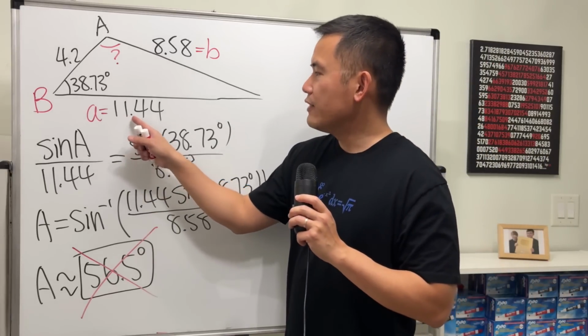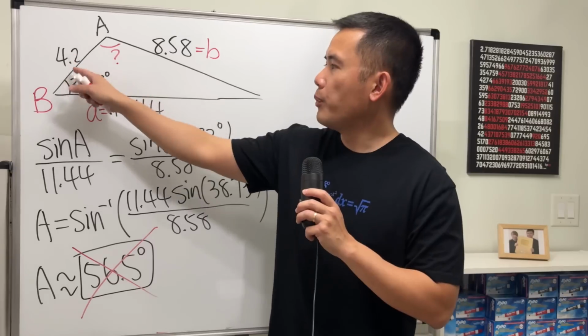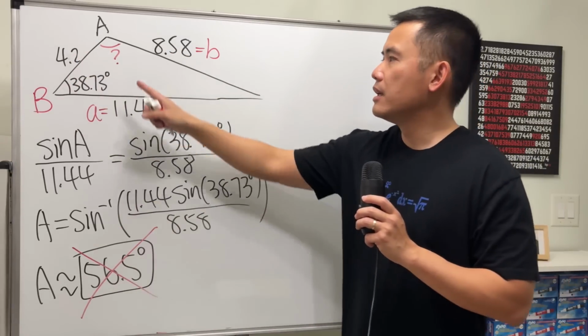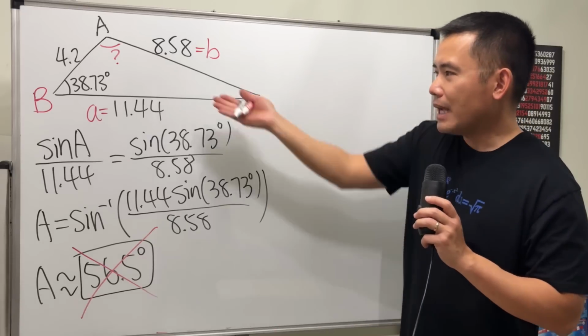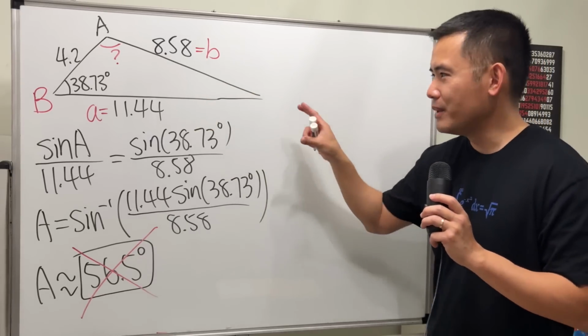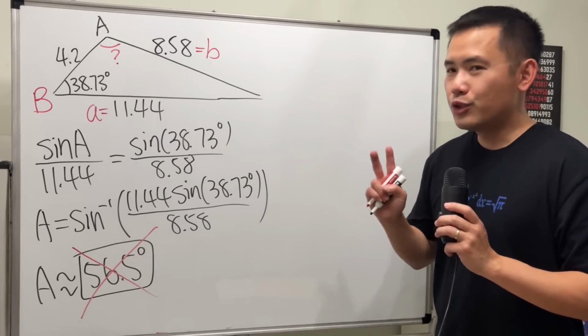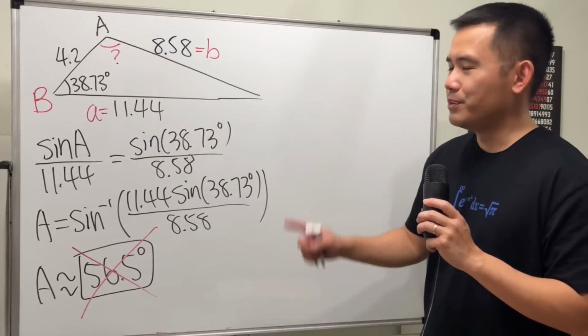And of course, we can argue that more mathematically. If you square 11.44, you will see that it's going to be bigger than 4.2 squared plus 8.58 squared. So you can say this angle has to be more than 90 degrees. But I gave them a picture, so that's even better, right? You can trust a picture. I try to make it as accurate as possible. So the two people who caught this knew that 56.5 is not going to be the answer.